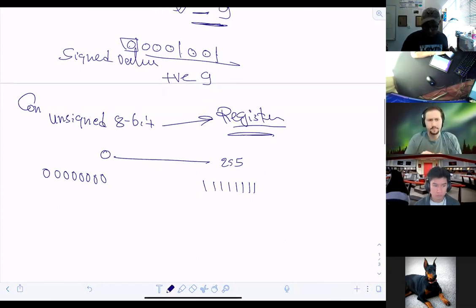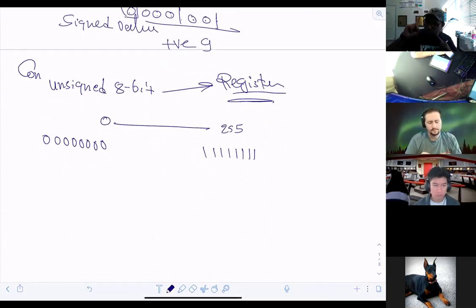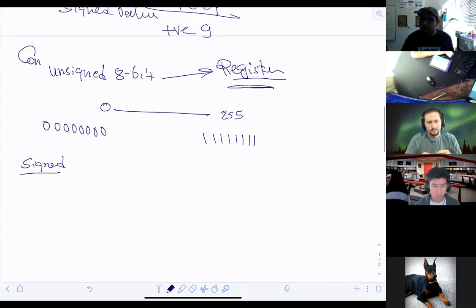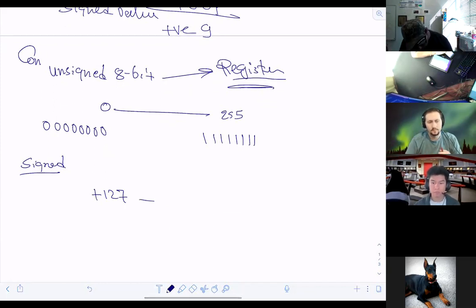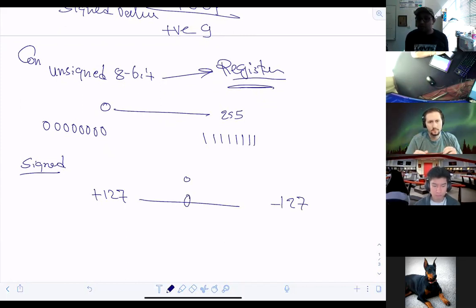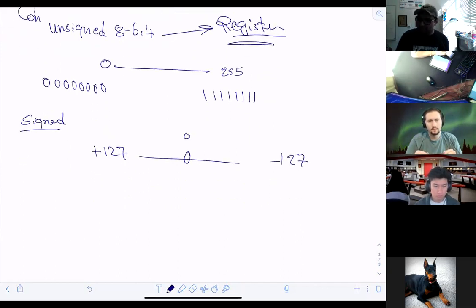Then if it's signed, I will come and say differently, right? I will say this thing actually varies from positive 127, because the first 7 bits, the highest being 2 power 7 minus 1, right? Up to negative 127, and there is 0 in the middle. But somebody will come and tell me, what? There is a situation where I will have positive 0 and negative 0.